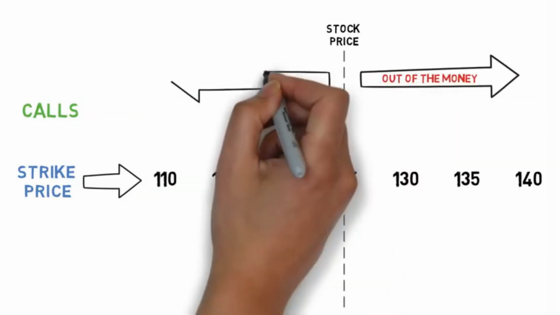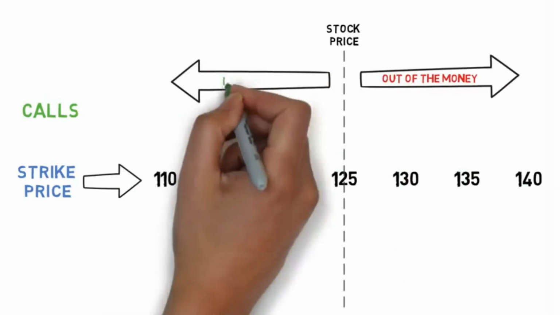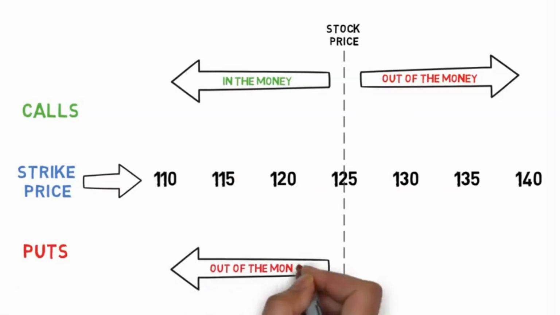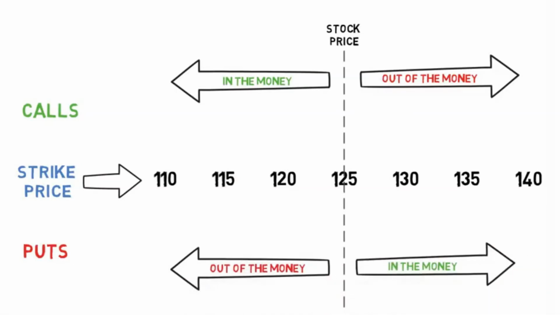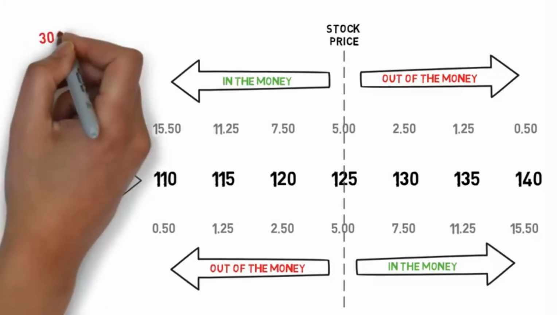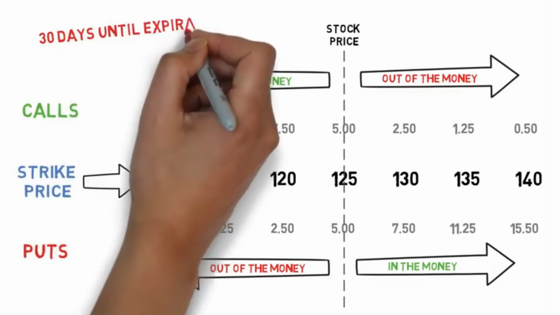If the strike price is below the stock's price, it is referred to as in the money. And for put options, it's the exact opposite. I know this is a lot to digest right now, but soon it will become second nature. So here's an idea of what each option's price will look like with, let's say, 30 days to expiration.